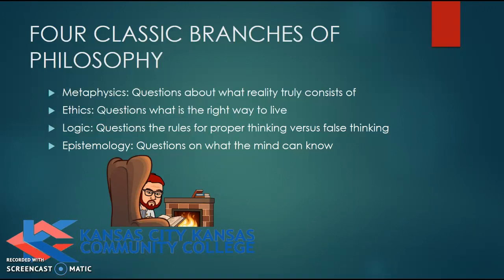These are questions about what reality truly is or consists of. There's ethics, questions about what is the right way to live. And then there's logic. These are questions about the rules for proper thinking versus false thinking. And then there's finally epistemology, questions on what the mind can know. Now there have been more branches, sub-branches I'd say, areas of philosophy within these 4 major branches. So something like ethics, there might be aesthetics, which is the philosophy of art, and philosophy of animal ethics, things like this nature. That would fit within ethics, but they're subcategories.